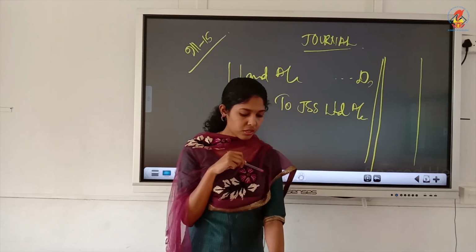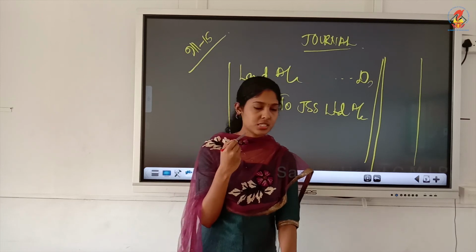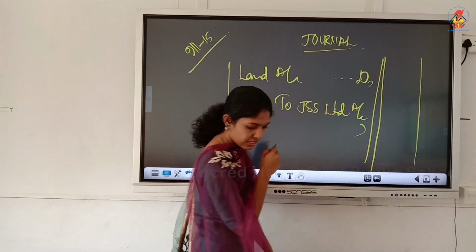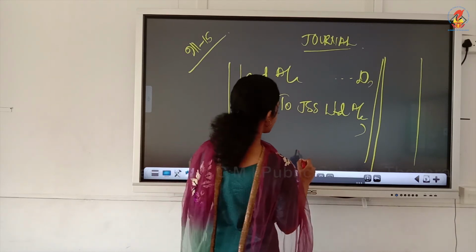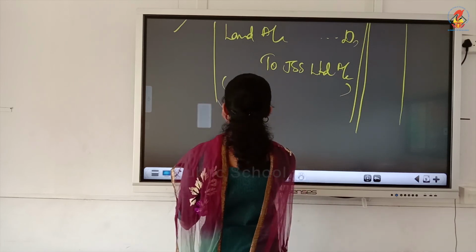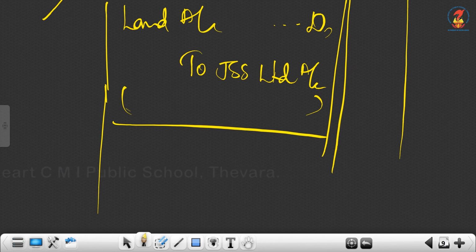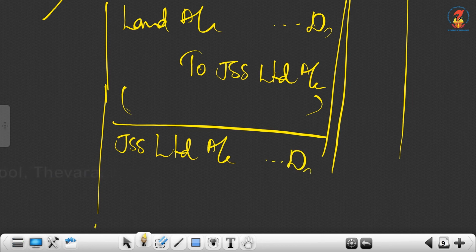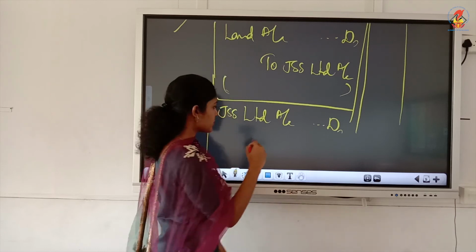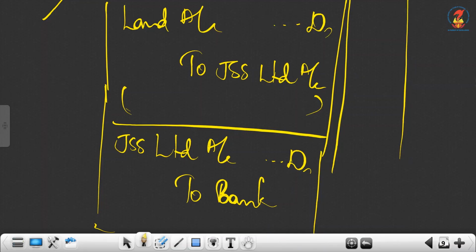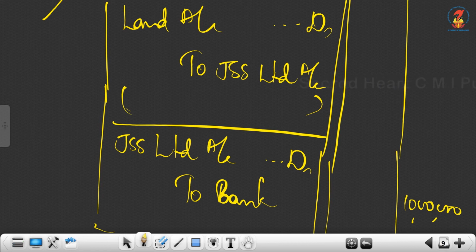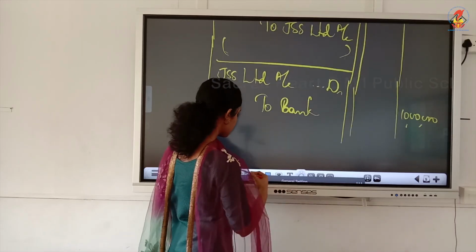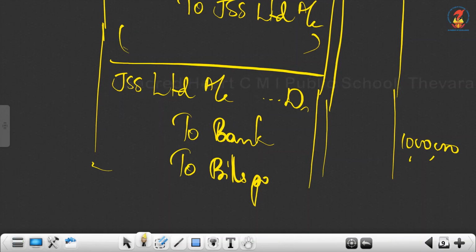So we'll do one thing. We'll just write the second entry and add the figures, so that we'll get the purchase consideration. It's not directly given what's the amount for which you purchase. So the second one. We are settling the vendor, so JSS Limited account debit to, it's not simply debentures we are issuing. First you have issued a cheque, so you write to bank. We have done similar questions in the shares chapter also. So 10 lakhs. Then we have issued a bill of exchange, that's called bills payable, saying that we'll pay after 3 months. So that's bills payable. The amount is 5 lakhs.